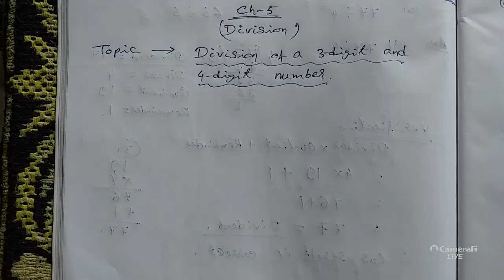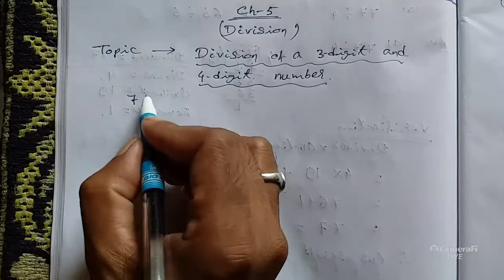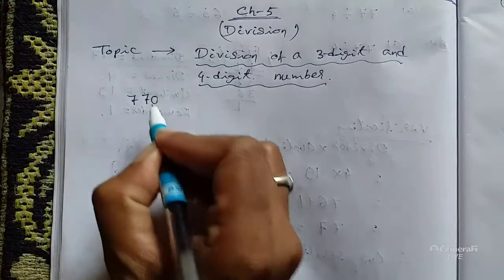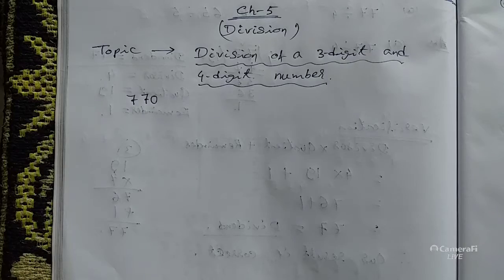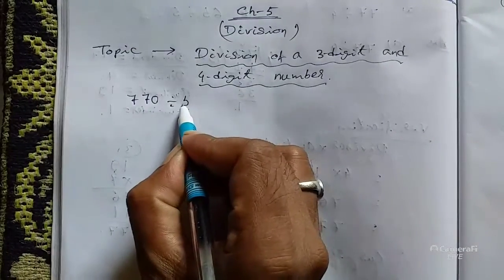In this video today we will discuss division of a 3-digit and 4-digit number from your chapter 5, Division. Let us come to know how we can divide a 3-digit number by a 1-digit number. Suppose the number is 770. We have to divide it by 5.